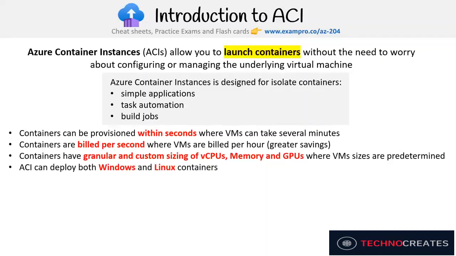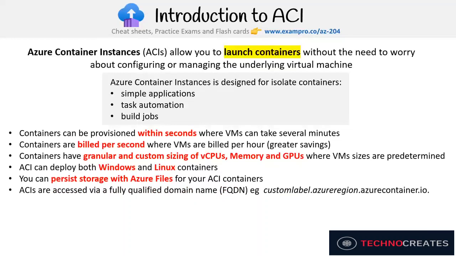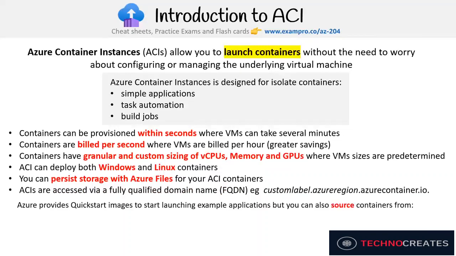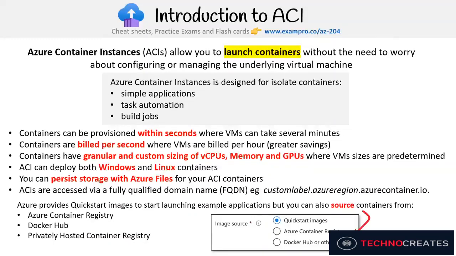ACIs can be utilized for both Windows and Linux containers. You can persist storage with Azure Files using ACI containers. And honestly, if you have containers or functions, you have to have external storage mounted to persist. It's just the way you do it. ACIs are accessed via fully qualified domain names, which is one of the things I really appreciate about Azure services, because most of the services are like that. Azure provides quickstart images to help you start launching example apps, but you can also source containers from Azure Container Registry, Docker Hub, and privately hosted container registries.